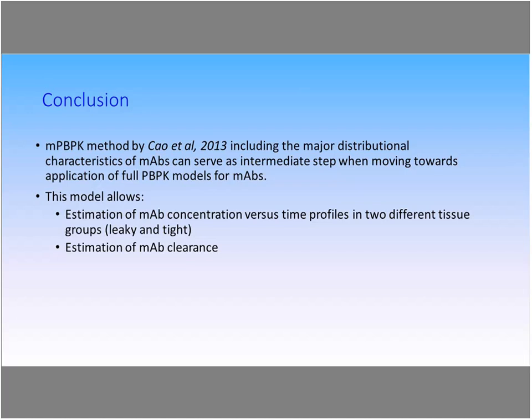And this model, only from plasma, is able to estimate the mAb concentration versus sample size in 2 different tissue groups, liquid and tight, and it depends. You can group them as you prefer, based on the porousness and the plasma perfusion of the tissue type. And then it can estimate the mAb clearance, and we can simulate the concentration at the tight tissue or liquid tissue. All right, I will let Bernd continue the presentation.